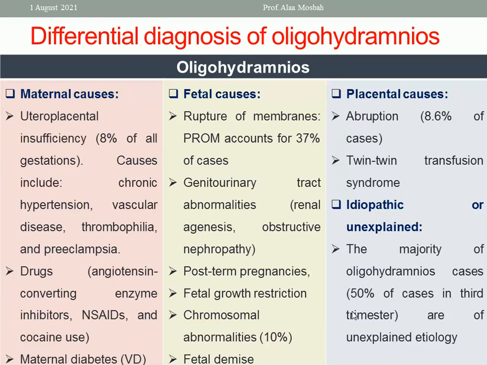What are the placental causes? Placental causes include placental abruption, twin-to-twin transfusion syndrome. Lastly, the idiopathic or unexplained, and the majority of oligohydramnios cases are idiopathic, or what is meant by unexplained etiology. Okay, and this constitutes 50% of cases in third trimester. So idiopathic constitutes 50% of cases of oligohydramnios in third trimester.